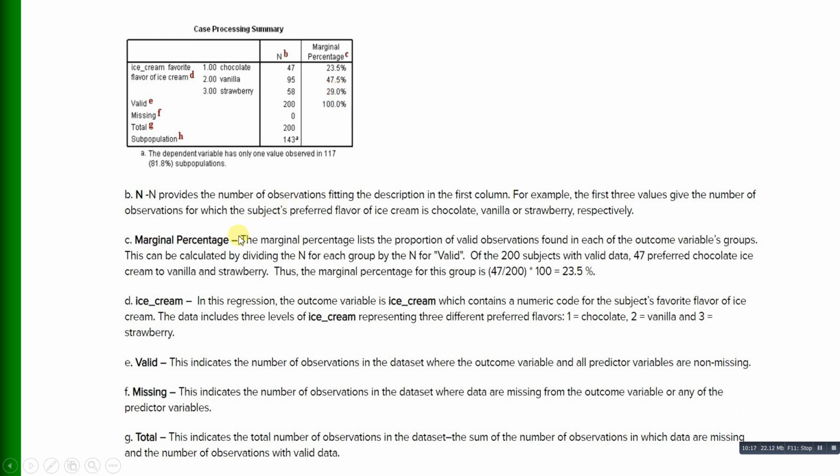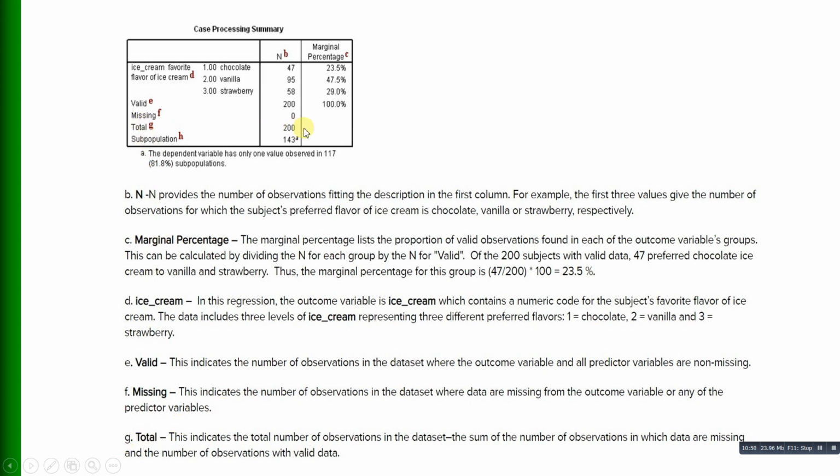And here you see the word ice cream. Now, ice cream in this regression is the outcome variable, which contains a numerical code for the subject's favorite flavor of ice cream. The data includes three levels of ice cream representing three different preferred flavors: one for chocolate, two for vanilla, and three for strawberry. And as I told you, this is the total. Here, total means the total number of subjects or the total number of students.